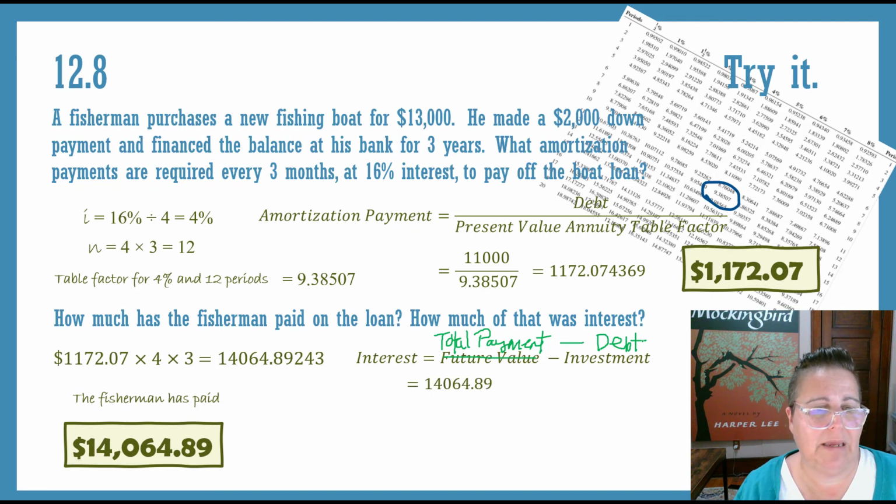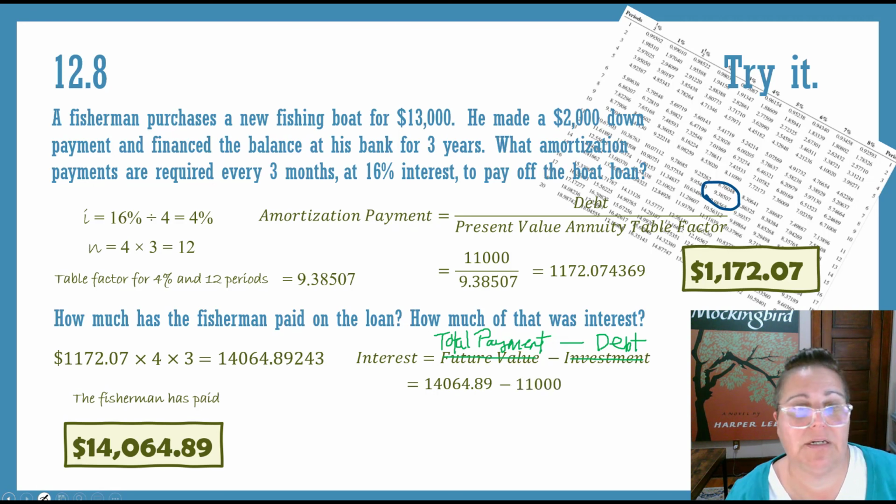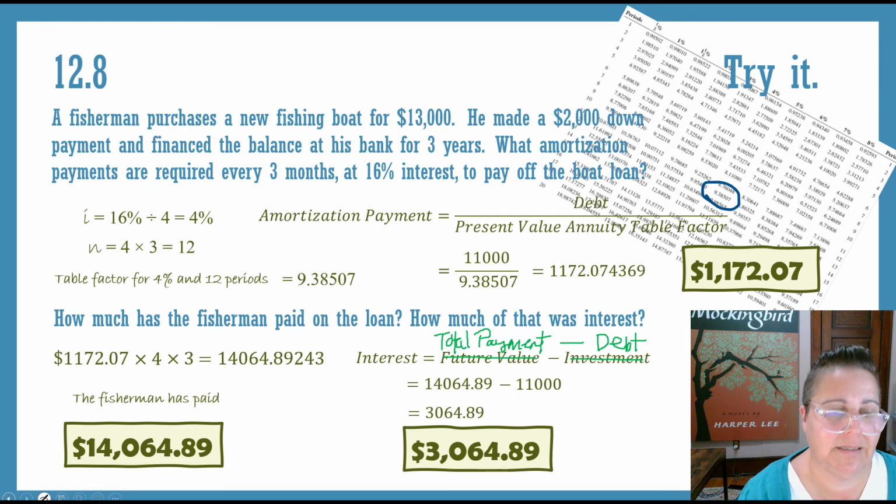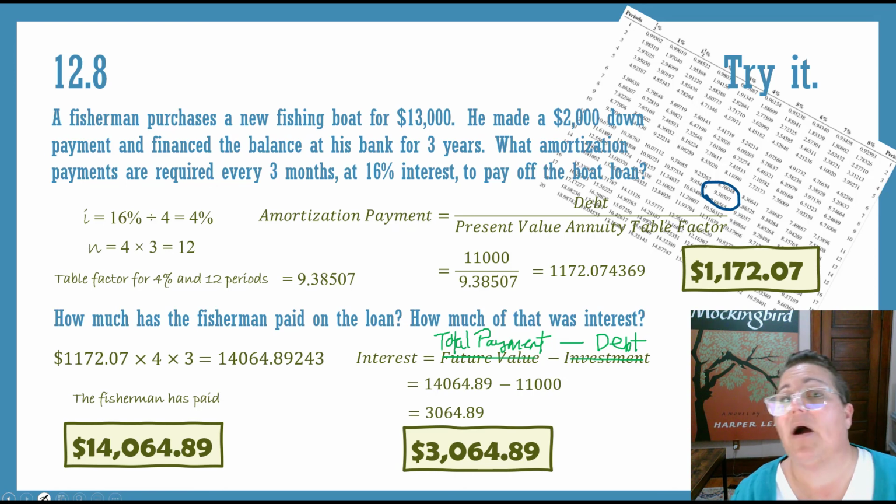So what are his total payments? His total payments are $14,064.89, or $1,172.07 times 4 times a year times 3 years. The original debt was $11,000. So we're going to subtract from that the $11,000. That gives us $3,064.89. So he's paying an extra, because it was a debt, and that's interest. So he's paid an extra $3,064.89 for the privilege of borrowing the money for this boat. Okay.